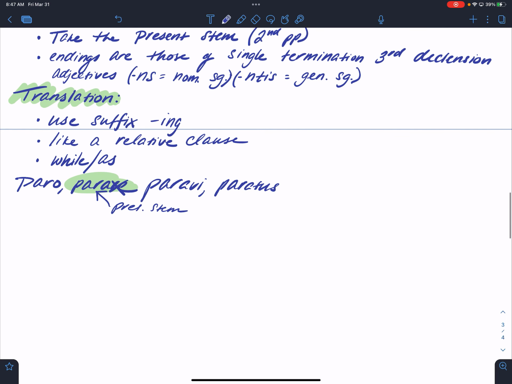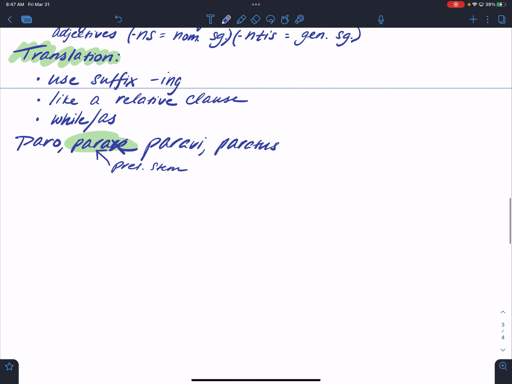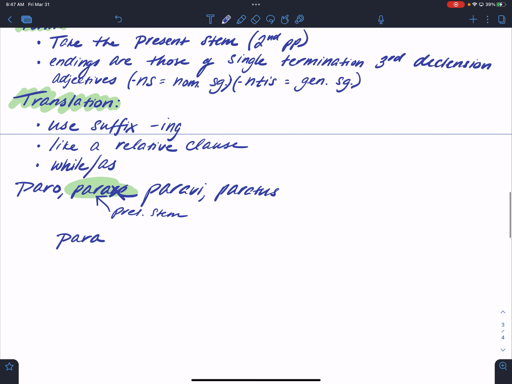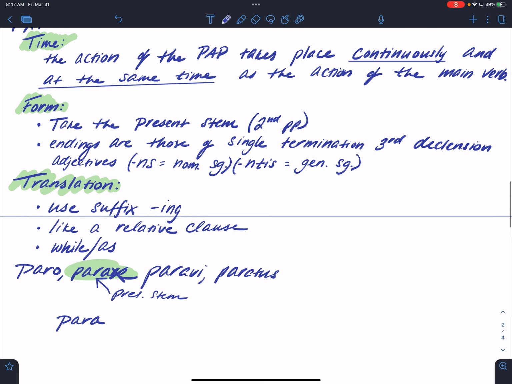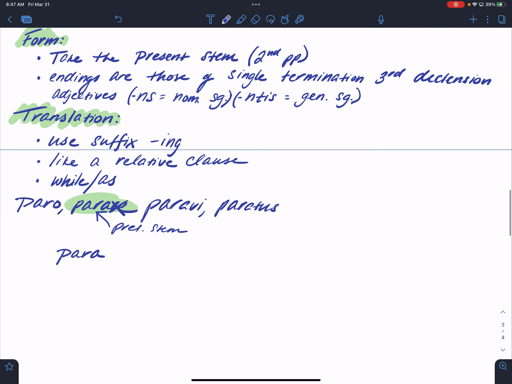And then all we do is we just decline it like a third declension, essentially. Third declension adjective. Okay, so I told you it's NS in the nominative singular, so it's parans. Then the genitive is going to be parantis. Okay, and now there's going to be an NT in every single form here on out.